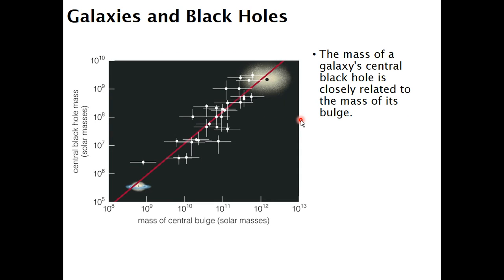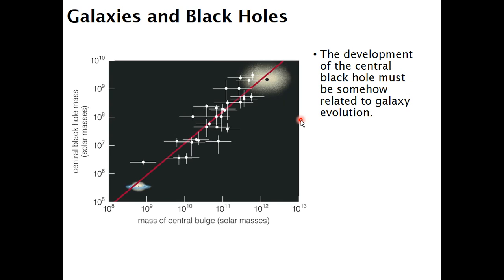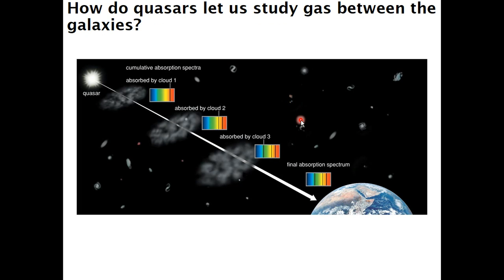It seems like the masses of these central black holes correlate to the masses of the material in the bulge. And there's some sort of relationship between this black hole and how the galaxy evolved. That's one of those things where we're not altogether sure what's going on because these are very far away objects, and we're still working on the theories for that.